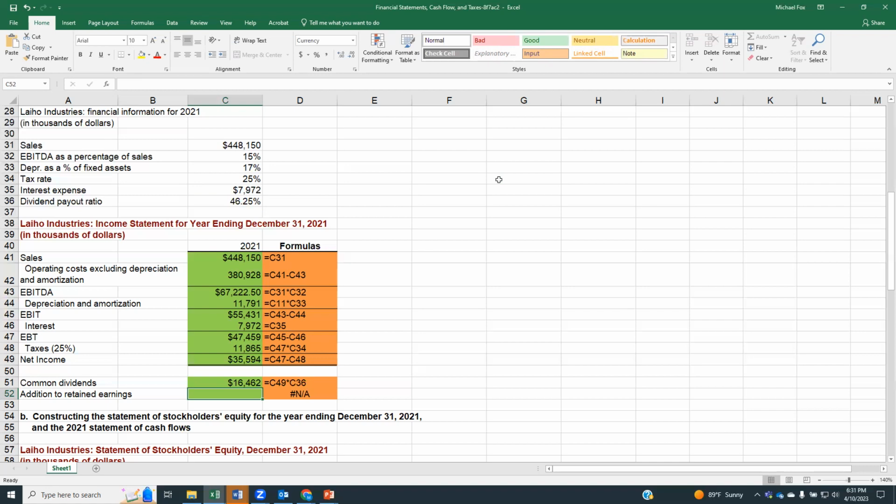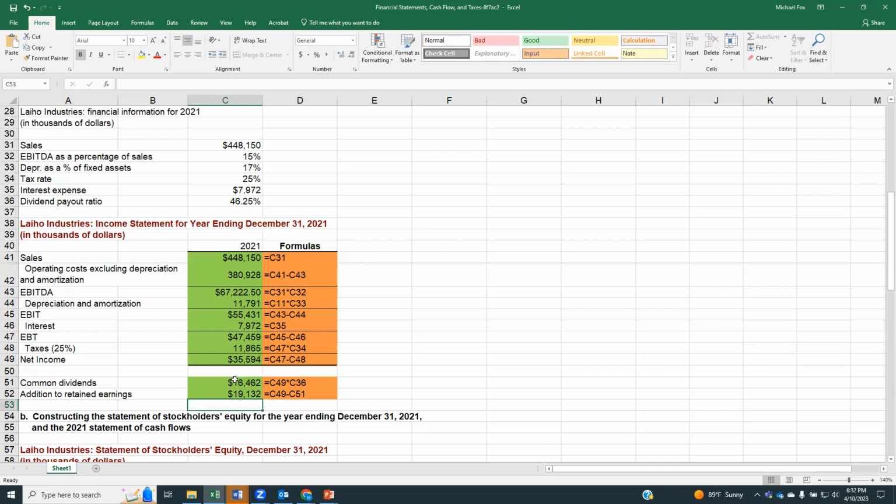And so any amount of that net income that we don't pay out as dividends will be added to the business's retained earnings, which just means earnings or profit the business made that it didn't pay out. So it's retained or held in the business. So that's just going to be the net income minus the dividends. And there we go. So there is part A.